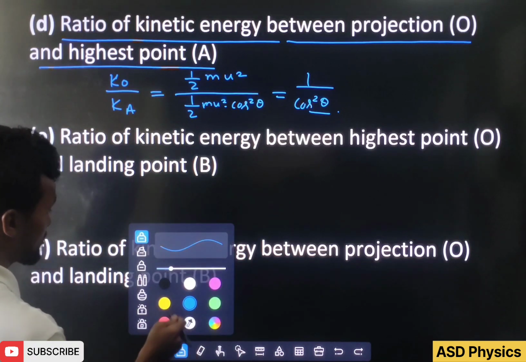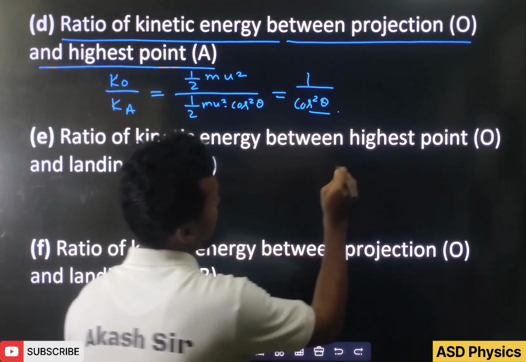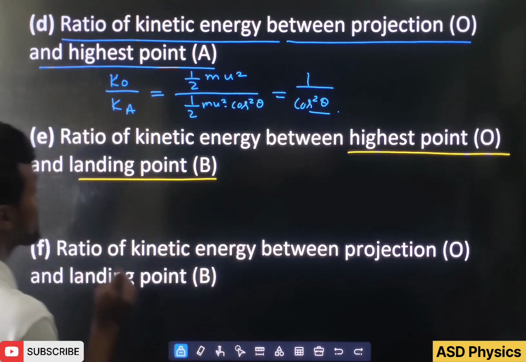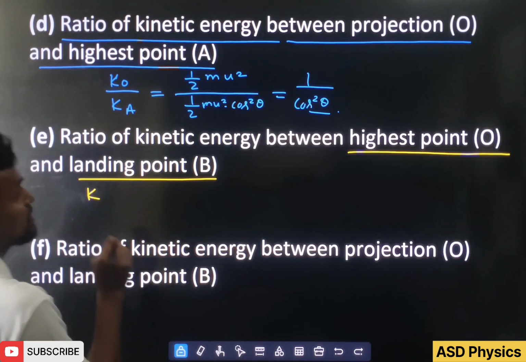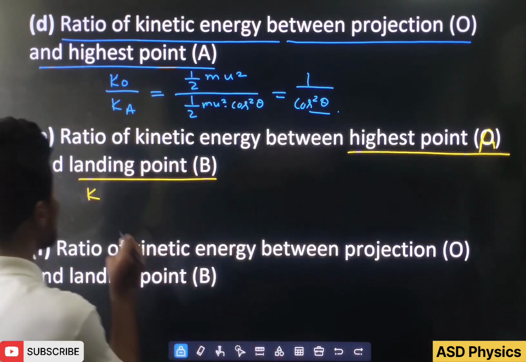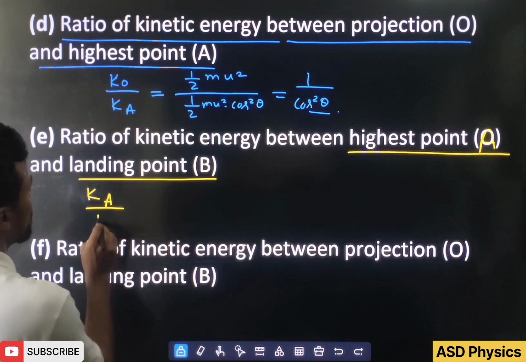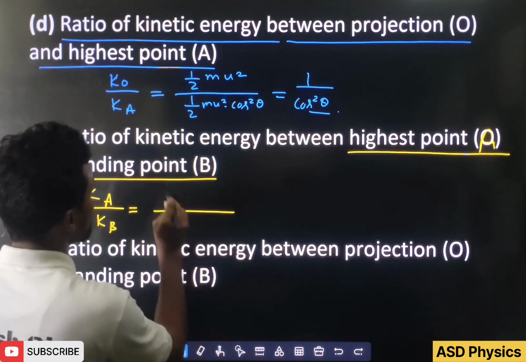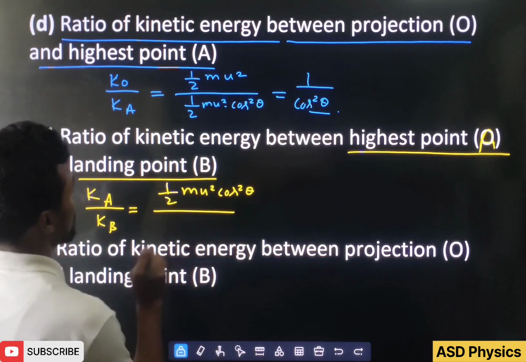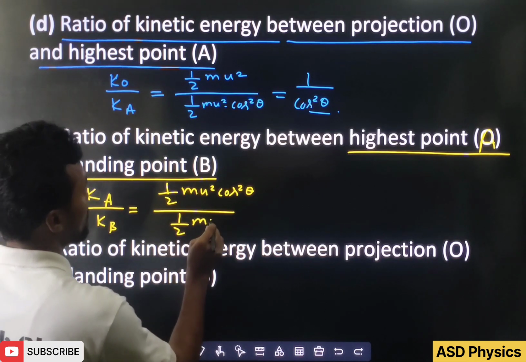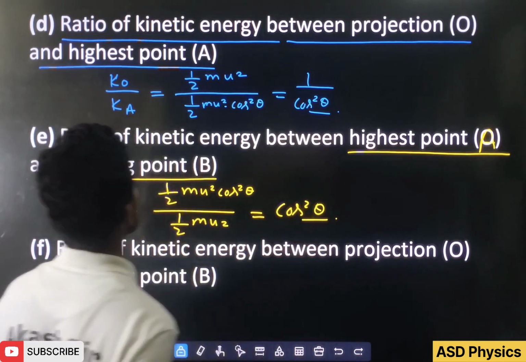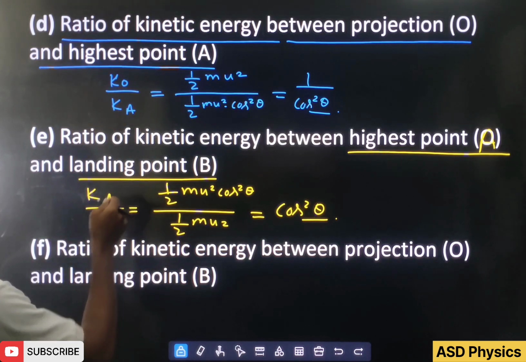Now the next one: the ratio of kinetic energy between the highest point and the landing point. The highest point is A, so we write Ka by Kb, the landing point B. At the highest point it is half m u square cos square theta, and at the landing point half m u square. It will cancel, so what will come here is cos square theta. This is for the highest point and the landing point.